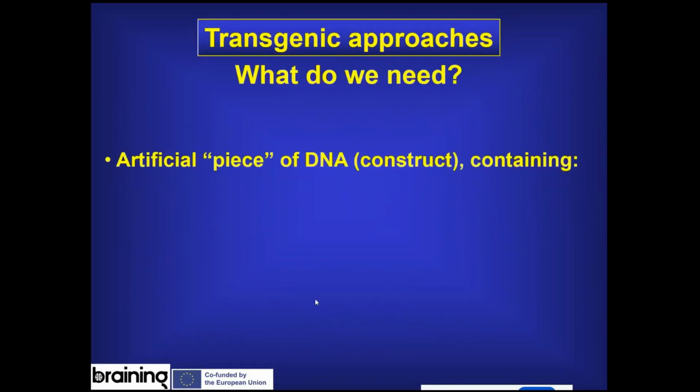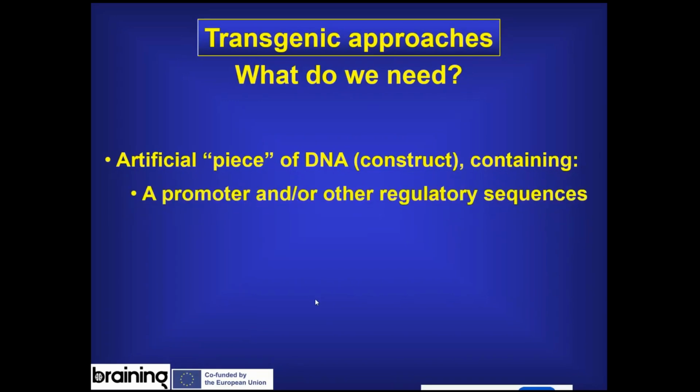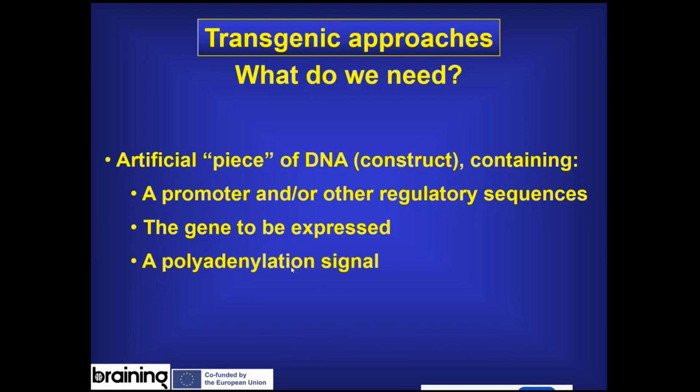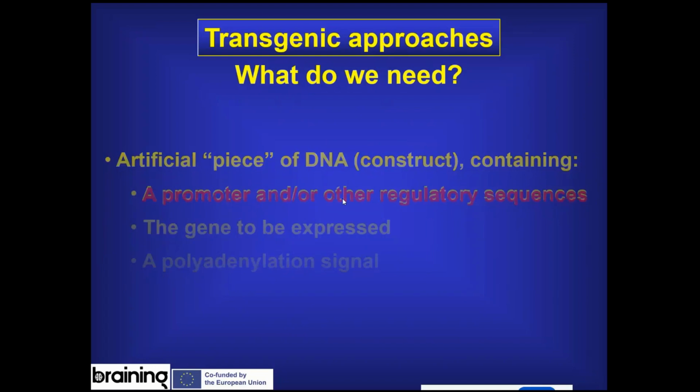To do this, we need our artificial piece of DNA, which in jargon is called a construct, that contains the promoter or other regulatory sequences to start the transcription, the gene to be expressed, which can be an endogenous protein, a mutant protein, or even an exogenous protein, and the polyadenylation signal to stop the transcription and restrict it only to the gene we want to express. You can guess which of these three, apart from the gene to be expressed, is the most important: the promoter and the other regulatory sequences, which give the specificity of expression.